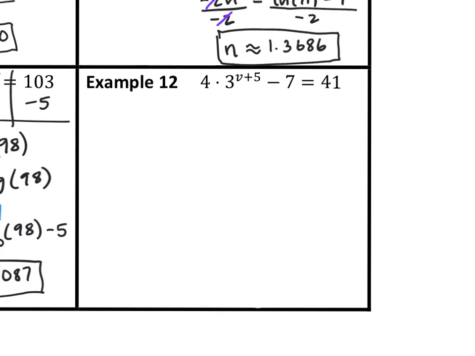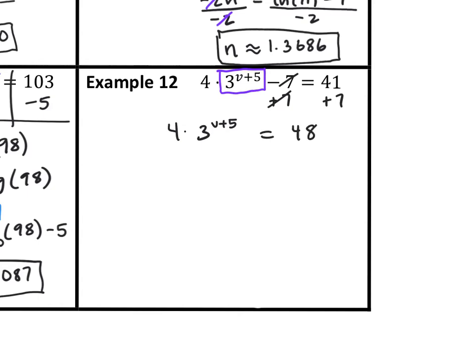Okay, so here, again, we want to isolate the exponential term. So it's going to be this term right here because it has a base and it has an exponent. Okay, so I need to get rid of the minus 7 and the times 4. So the opposite of subtraction is addition. So we're going to add 7 on both sides. It's going to cancel here. So we're going to be left with 4 times 3 to the v plus 5 equals 48.